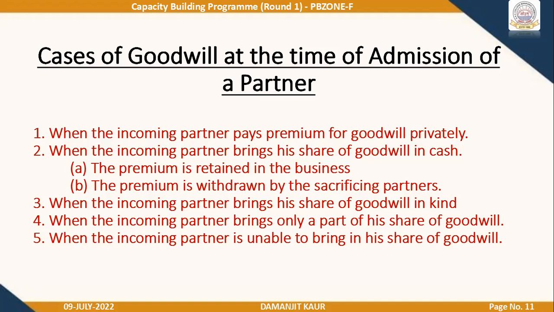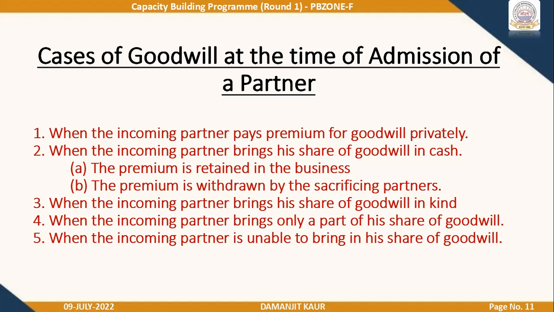Second case, incoming partner, when he is bringing in his share of goodwill in cash. So cash or bank account, whatever is the case, will be debited to premium for goodwill account. We can write both the terms. Premium for goodwill is also fine, goodwill is also fine. So journal entry will be bank account debited to premium for goodwill account.